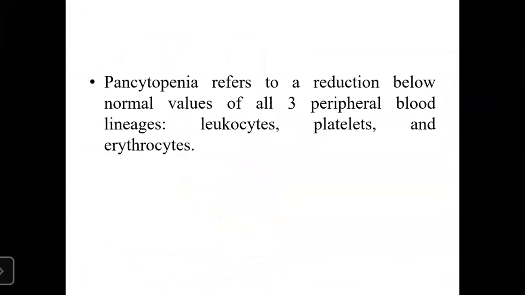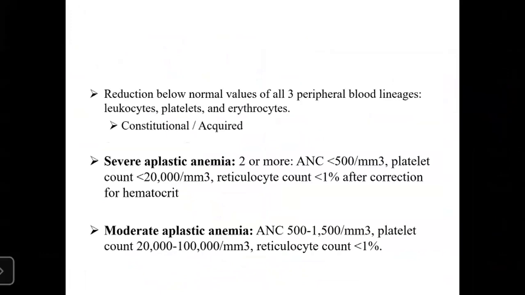So pancytopenia refers to a reduction below normal levels of all three peripheral blood lineages, such as leukocytes, platelets, and erythrocytes. It can be constitutional or genetic, or acquired. For severe aplastic anemia, the total leukocyte count means the absolute neutrophil count. To calculate the absolute neutrophil count, if the neutrophil percentage is 10 and the total count is 2000, then 10 times 2000 divided by 100 gives the absolute neutrophil count. So two or more of these: absolute neutrophil count less than 500 per cubic millimeter, platelet count less than 20,000, and reticulocyte count less than 1%.